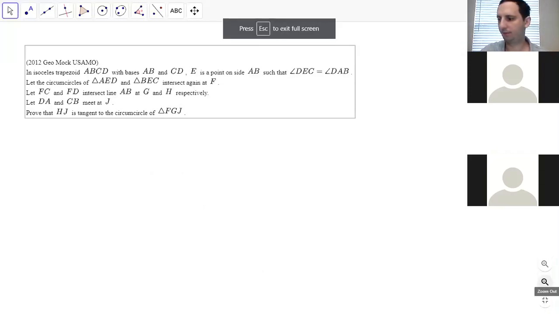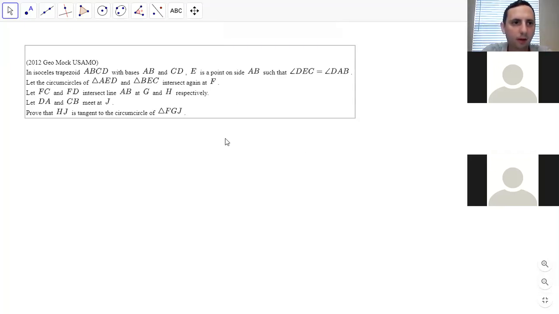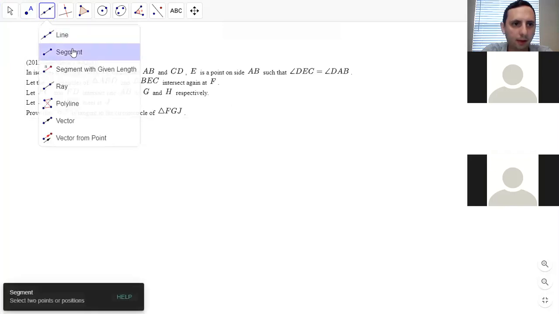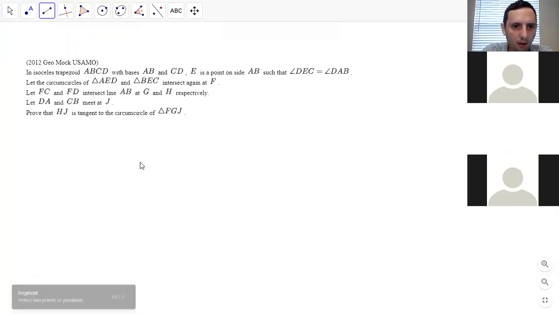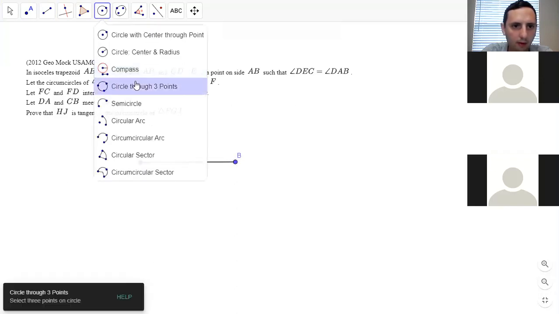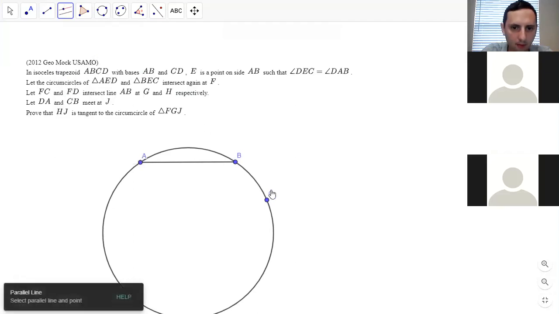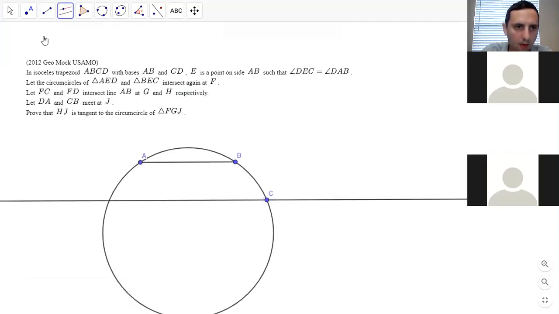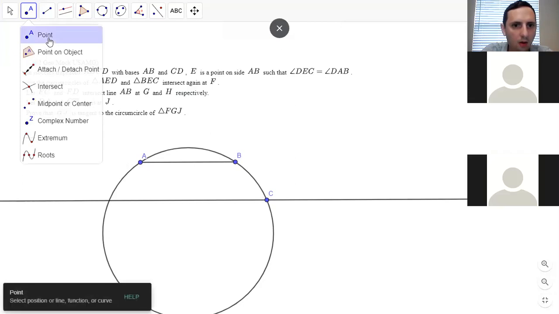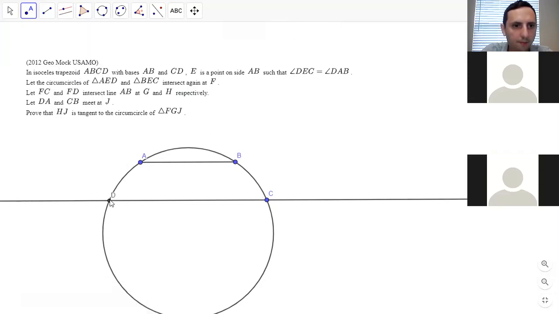So here's the next one. Okay, this one looked a little tricky. So we have an isosceles trapezoid with bases AB and CD. Okay, so let me draw it this way, because since it's an isosceles trapezoid, it's cyclic. So we have a point E on AB, so that angle DEC is equal to angle DAB.